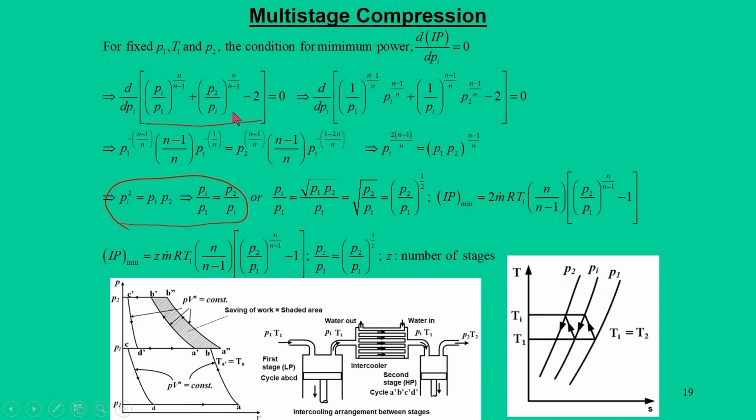Accordingly, we can find that the minimum indicated power for a perfect intercooling arrangement will be 2 times m dot R T1 n by n minus 1, times (P2 by P1) to the power n by n minus 1, minus 1. Now, if there are z number of stages, then we can write Pz by P1 is equal to (P2 by P1) to the power 1 by z, where z is the number of stages. Accordingly, we can rewrite these expressions.